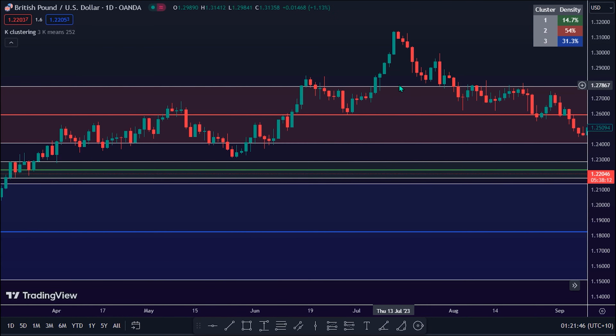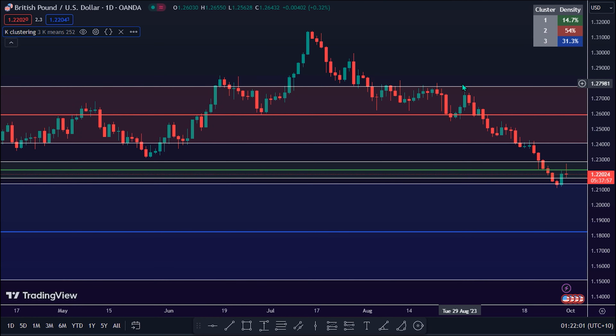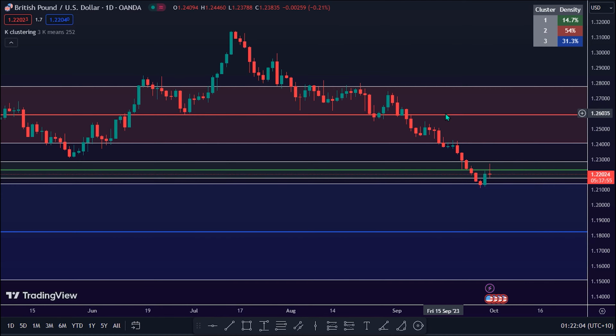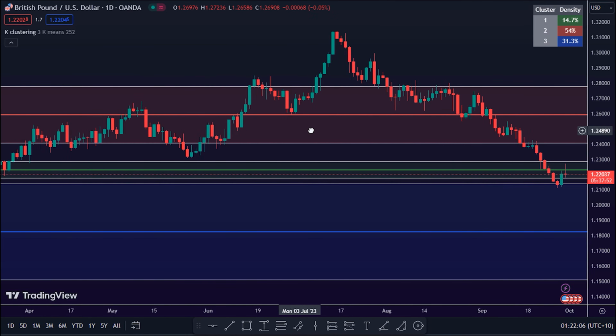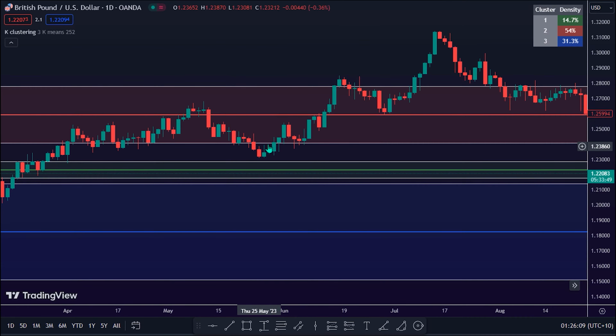Support and resistance levels are price levels in financial markets where the price tends to react or reverse. Support is a level where the price tends to stop falling and might start to rise, while resistance is a level where the price tends to stop rising and might start to fall. Traders and analysts often look for these levels as they can provide insights into potential price movements and trading opportunities.